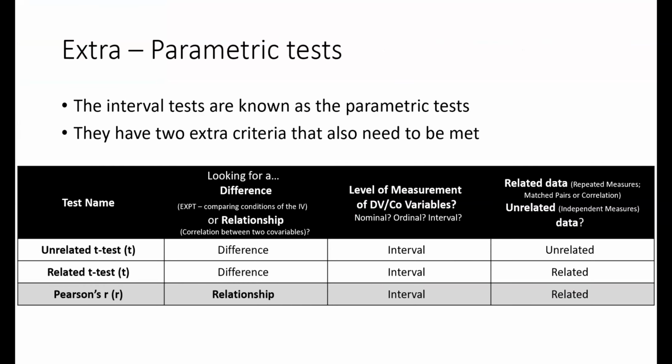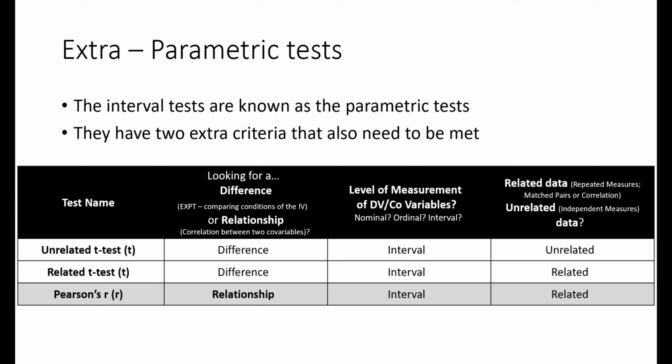So 3 of these tests do have a couple of extra set of assumptions, extra criteria that also need to be met, as well as the test of difference or relationship, level of measurement, and related or unrelated data. Depending on other A-level subjects that you study, you might have come across these tests being referred to as parametric before. If you haven't, it's not essential knowledge for AQA psychology, but it is a really key part of psychology research methods.